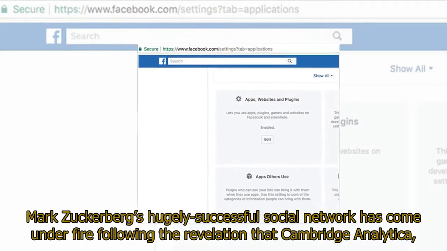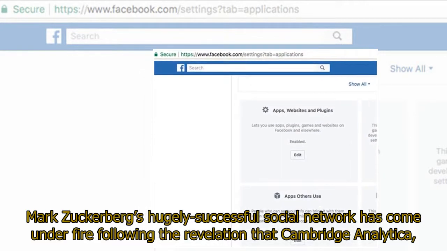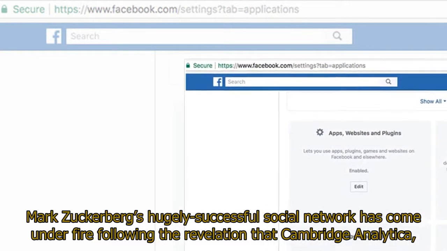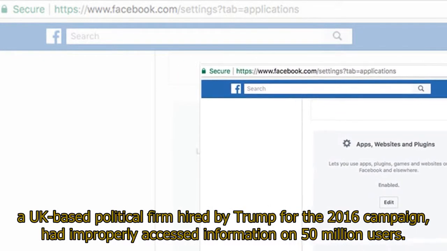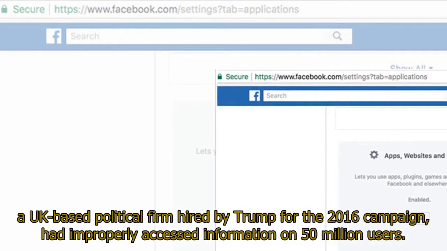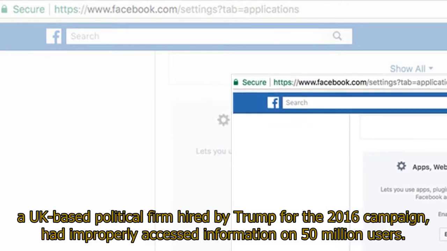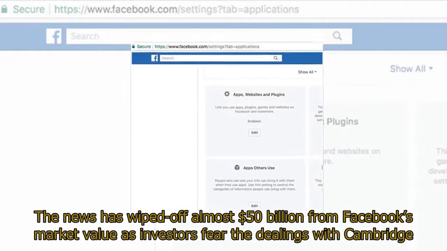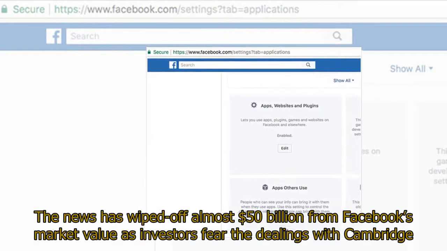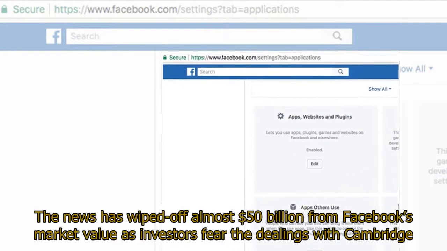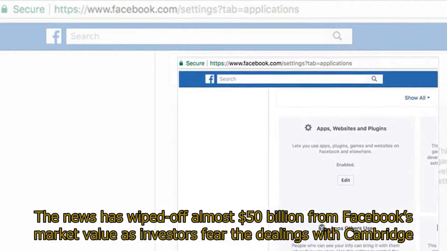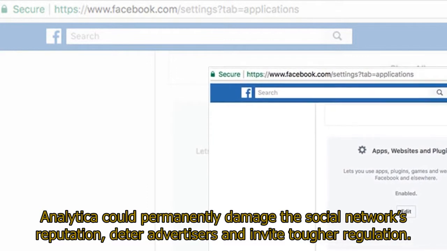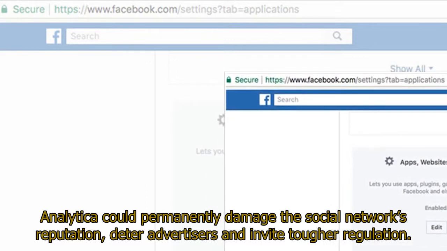Mark Zuckerberg's hugely successful social network has come under fire following the revelation that Cambridge Analytica, a UK-based political firm hired by Trump for the 2016 campaign, had improperly accessed information on 50 million users. The news has wiped off almost $50 billion from Facebook's market value as investors fear the dealings with Cambridge Analytica could permanently damage the social network's reputation, deter advertisers, and invite tougher regulation.